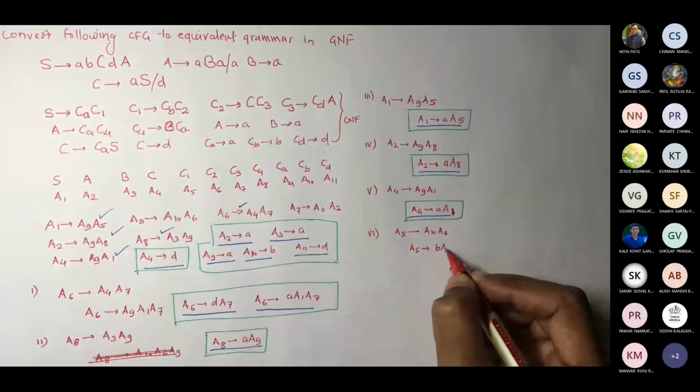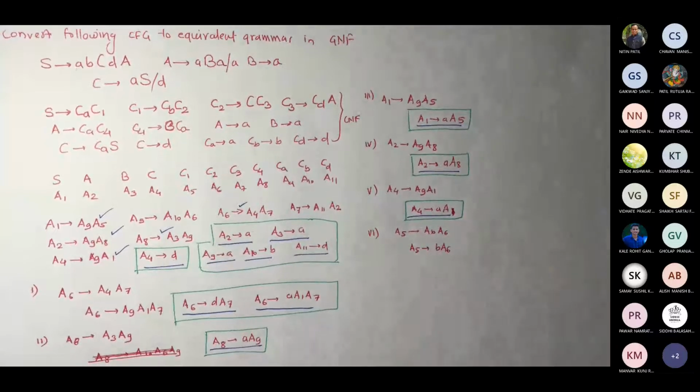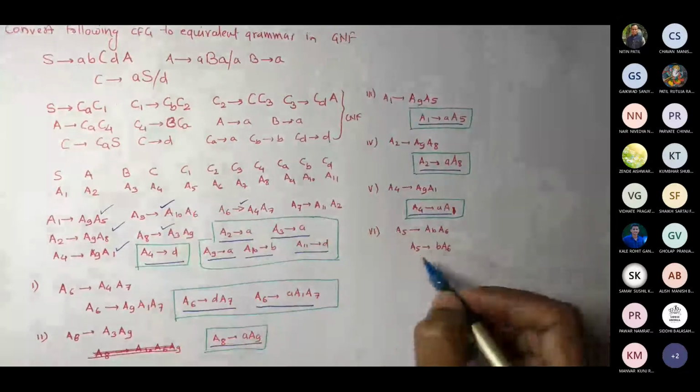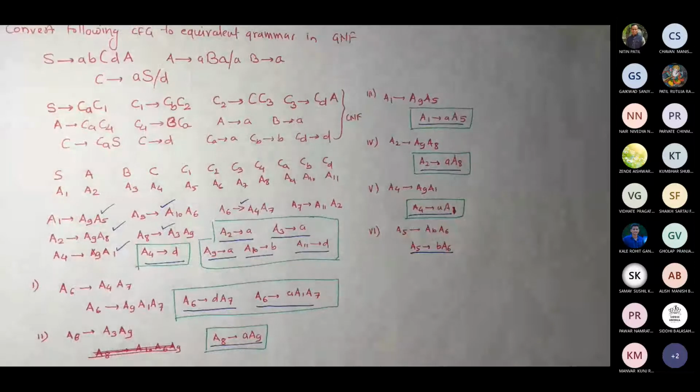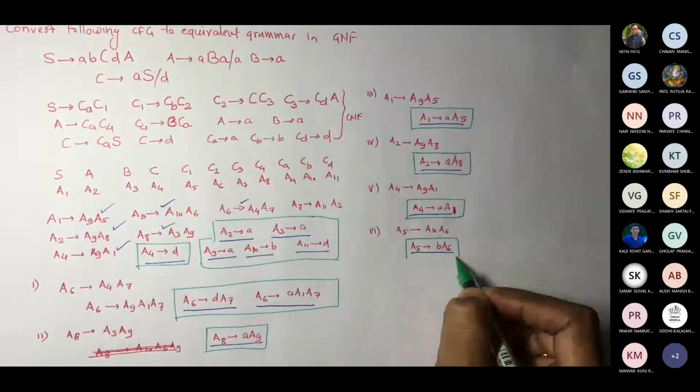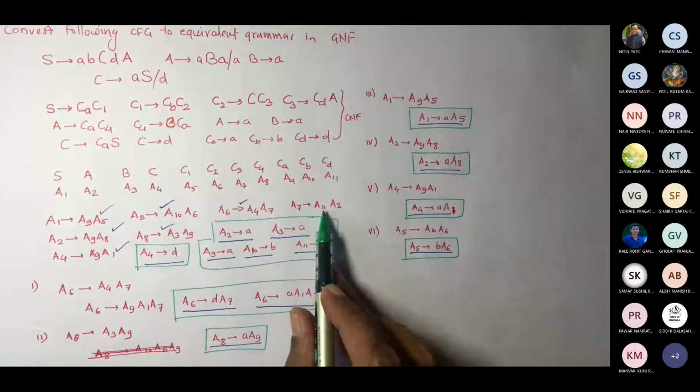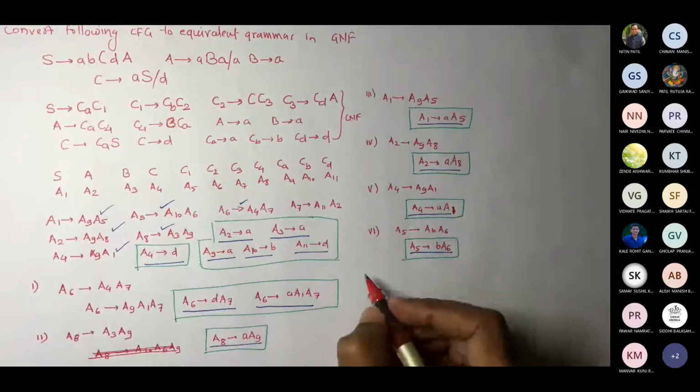B, A6. Correct. So this is also done. Now what is remaining? Only A7. This one is remaining, A7. Correct. Last one.